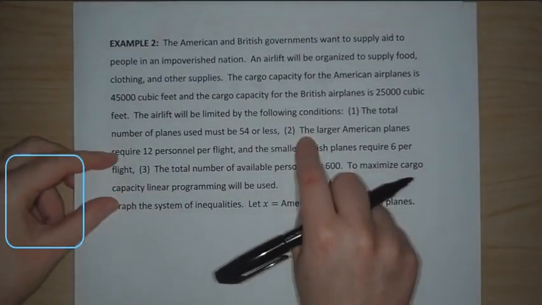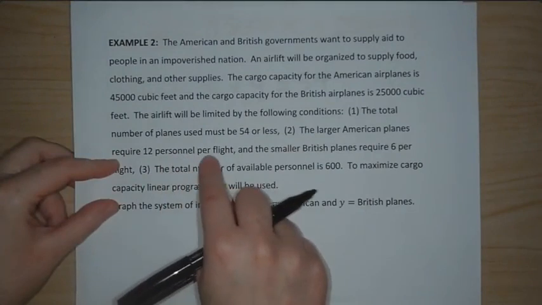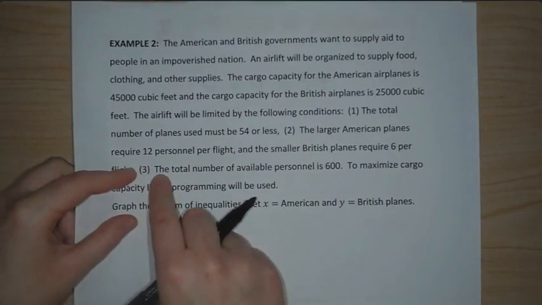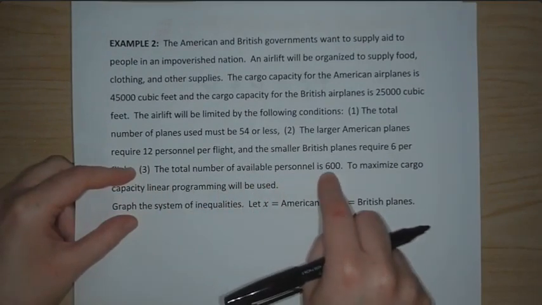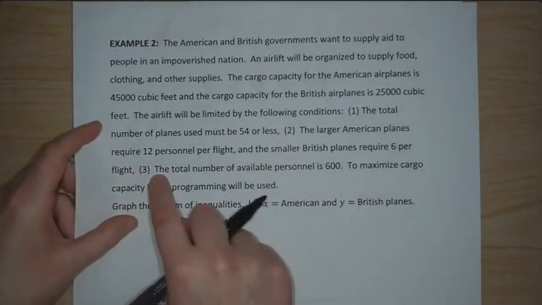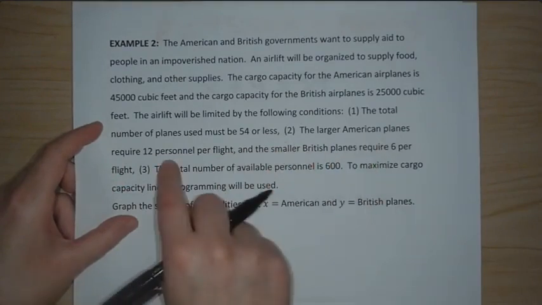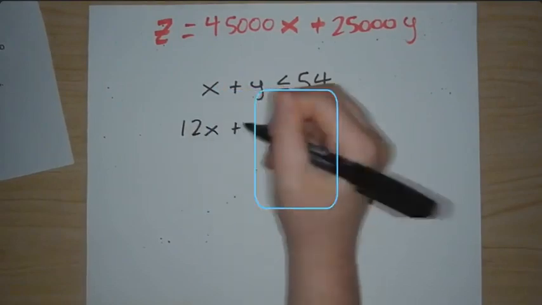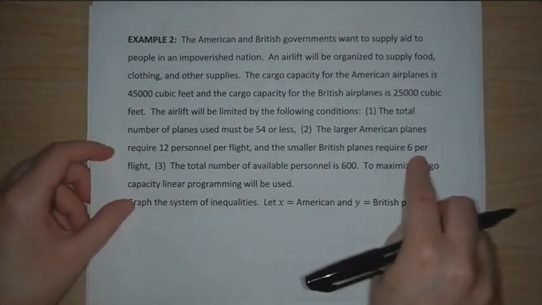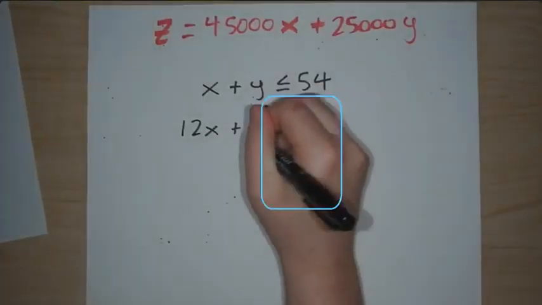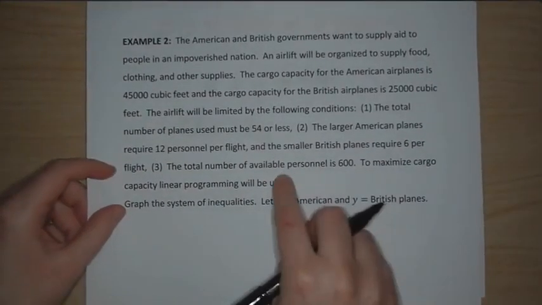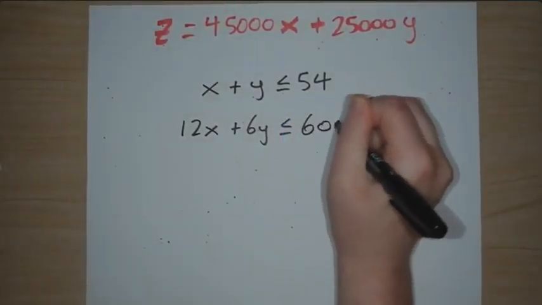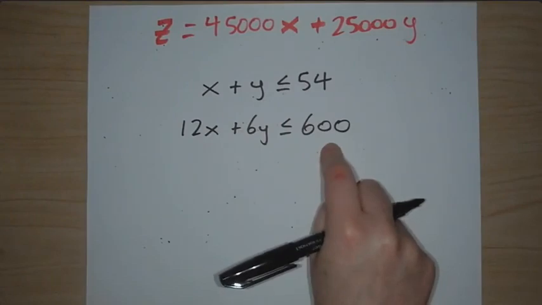We go back for 2. The larger American planes require 12 personnel per flight, and the smaller British planes require 6 per flight. And the total number of available personnel is 600. So 2 and 3 go together. For American planes, they require 12, so we have 12x. For British airplanes, we have 6 people per flight, 6y, and the total number of personnel is 600. So that's less than or equal to 600. That's our second condition.